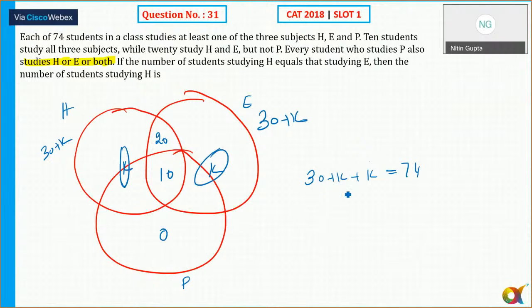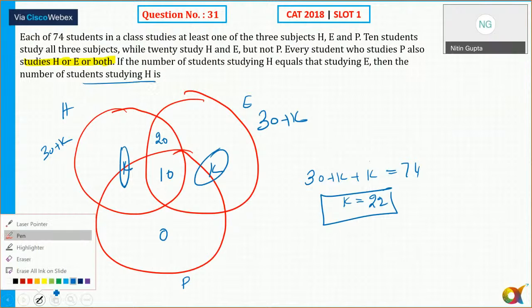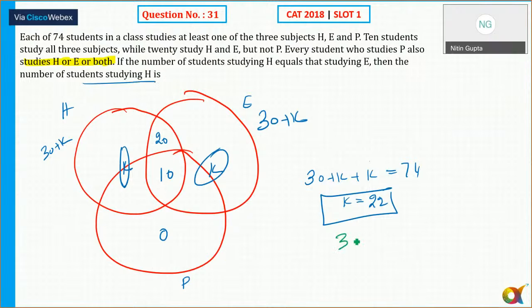So from here, I'll get 74 minus 30, that is 44, and 44 by 2 is equal to 22. K is equal to 22. So the number of students who are studying H is 30 plus K, that is 30 plus 22, which is equal to 52. And this is the answer. So an easy question based on set theory. Any doubts to anyone in question number 31?